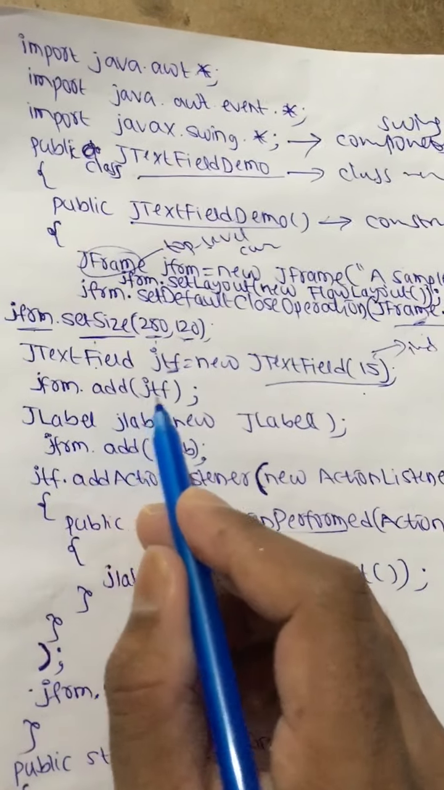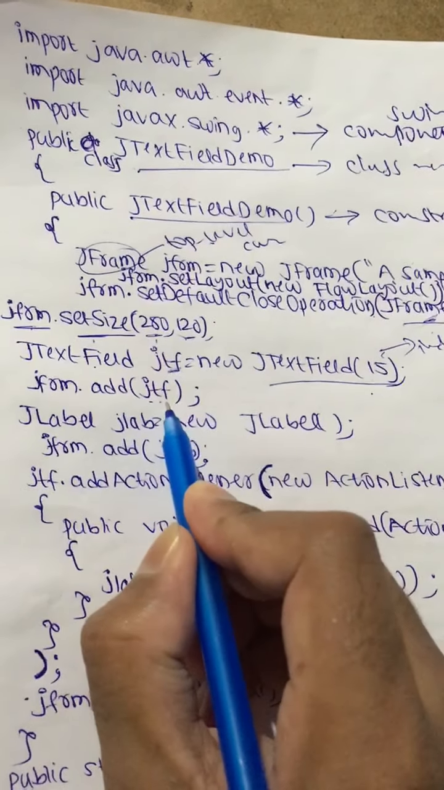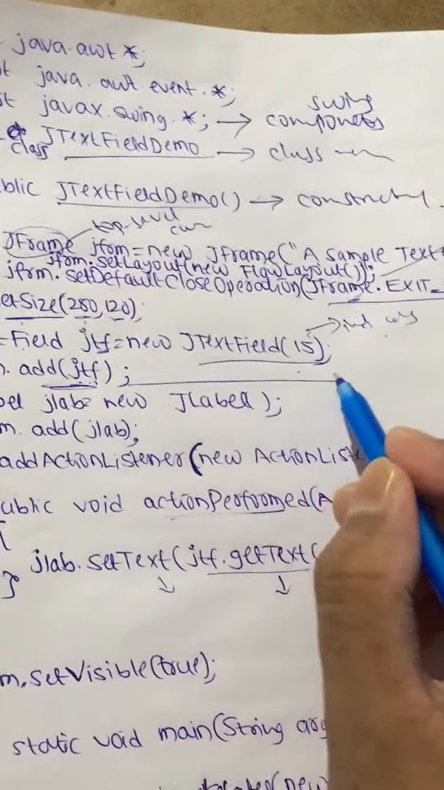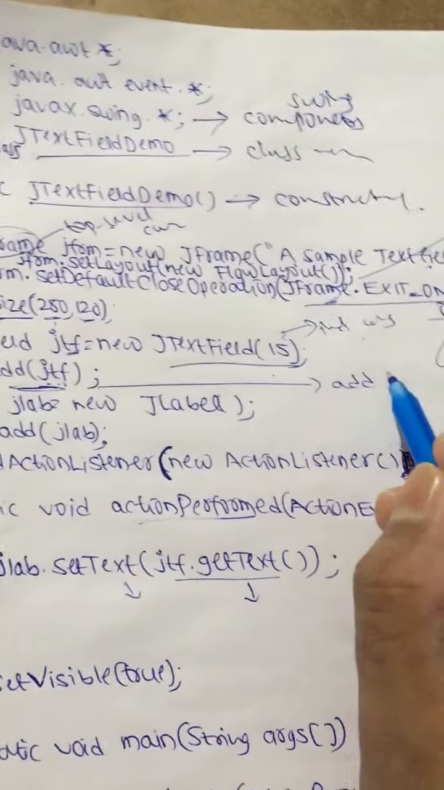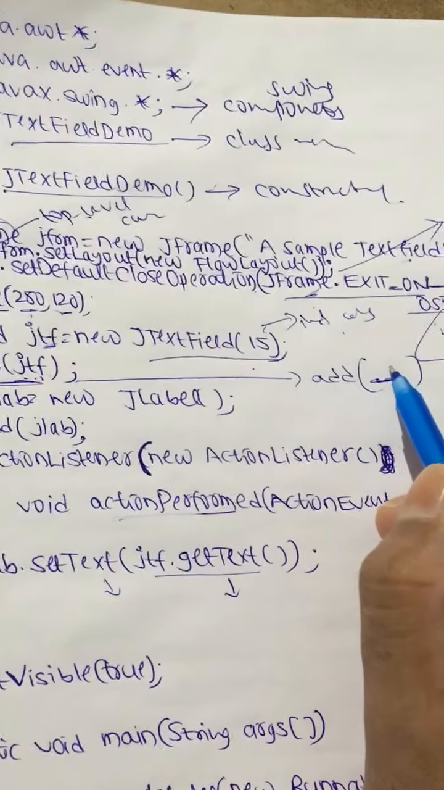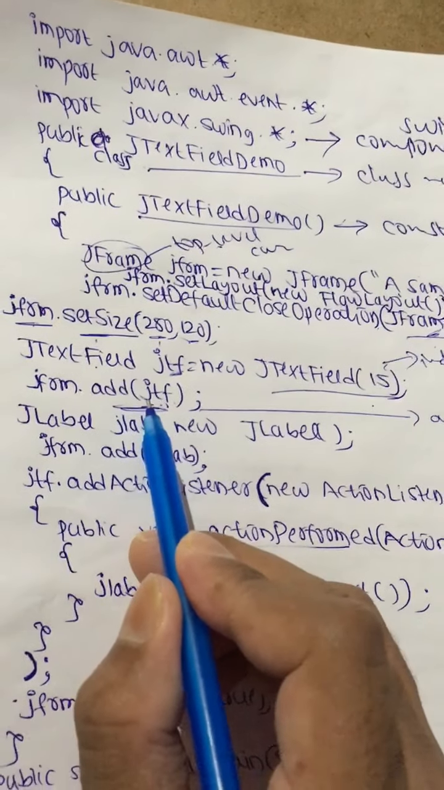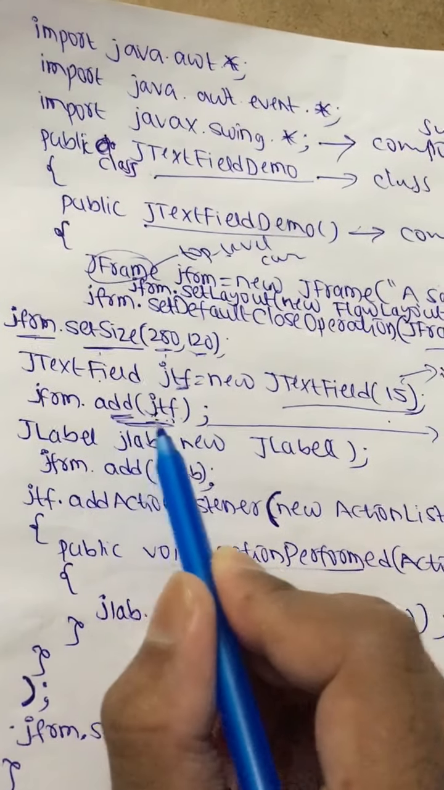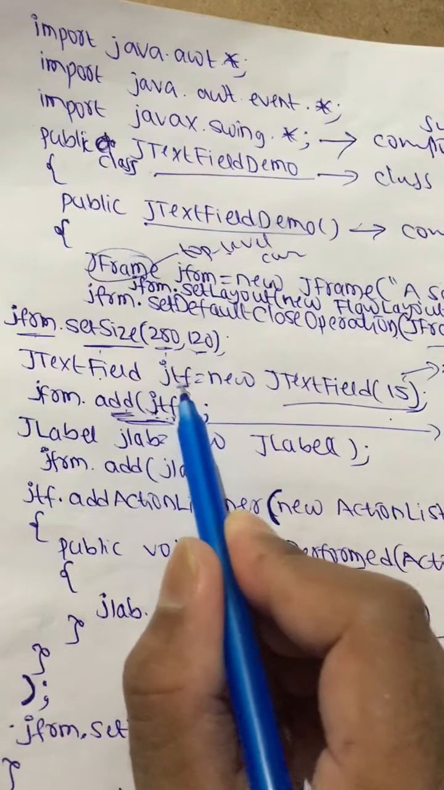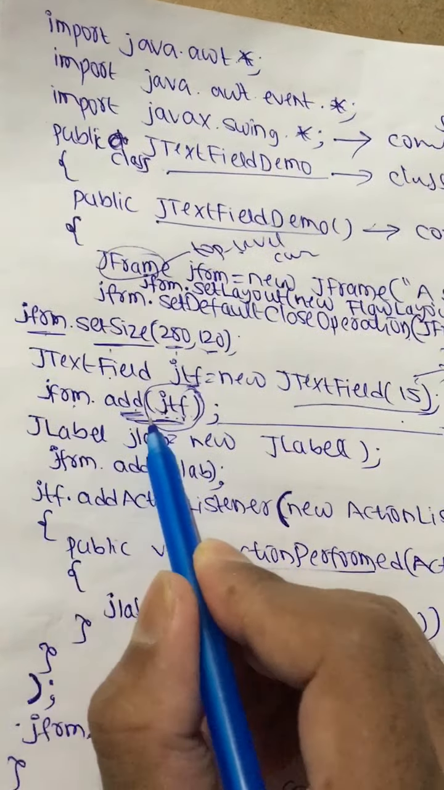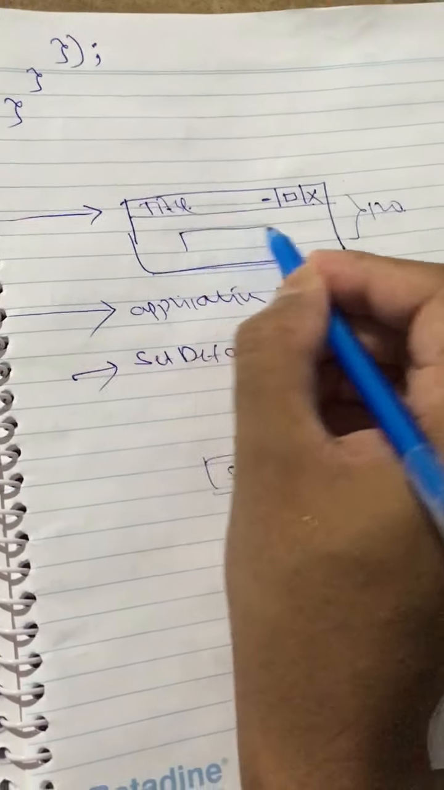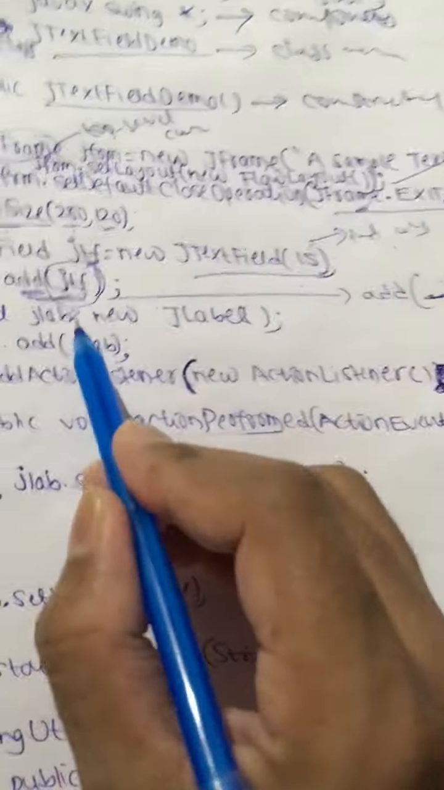jfrm.add(jtf) means we are adding jtf. What is jtf? The text field. We are adding the text field to the frame by using the add method. The add method contains a parameter, and that parameter is jtf. We can take any component object in the add method. The add method adds the particular component to the frame. So a text field will be added to the frame by using this line.